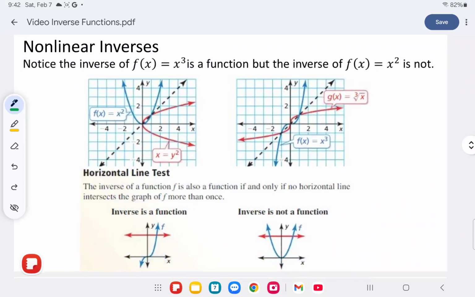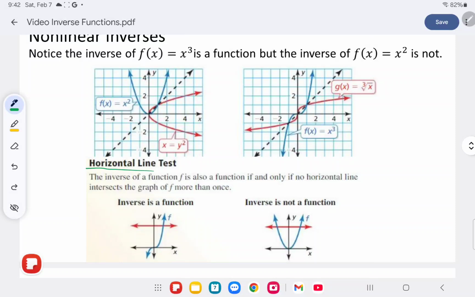So that leads us to the horizontal line test. A vertical line test tells us whether or not a relation is a function. A horizontal line test tells us if its inverse is a function or not. So because a parabola does not pass the horizontal line test, that means its inverse is not going to be a function. That doesn't mean it doesn't have an inverse. It just means the inverse is not a function. So even though a parabola is a function, it does not pass the horizontal line test, which means its inverse is not a function.